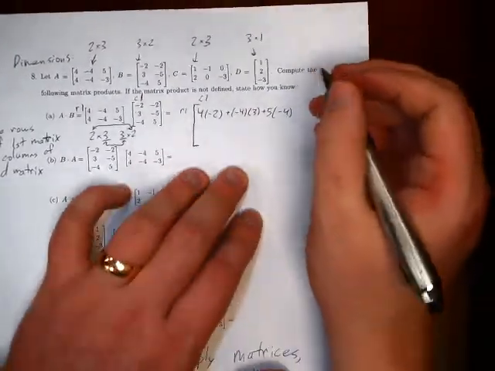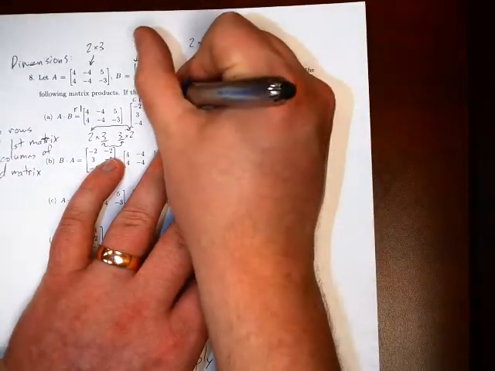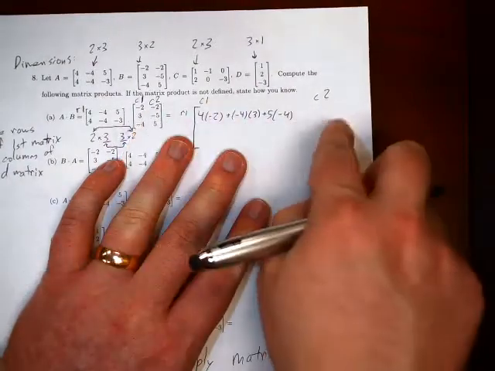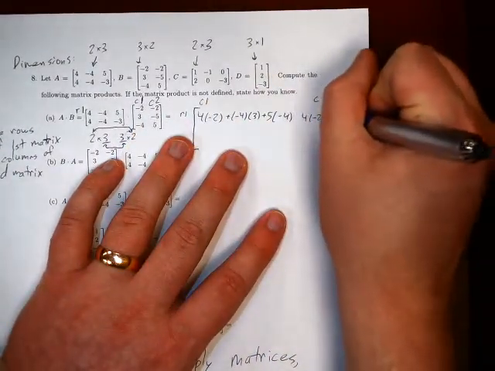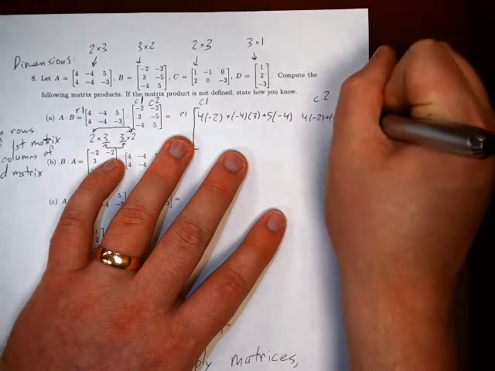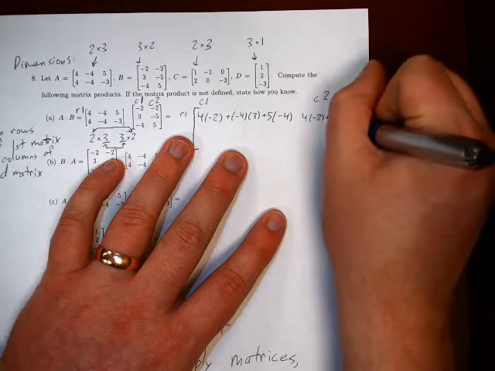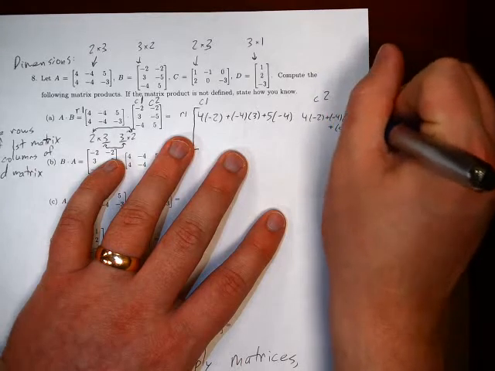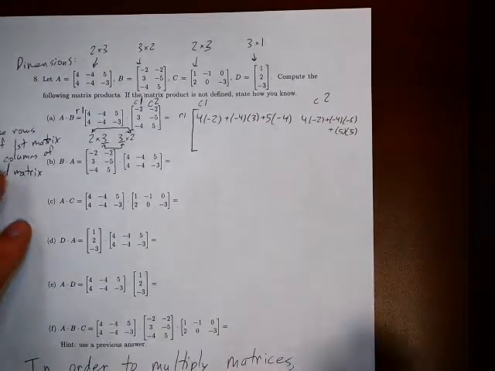The next entry will be found by taking the first row of A and combining it with the second column of B. So we'll take 4 times -2 plus -4 times -5 plus 5 times 5. Alright, so that's going to be our setup for our next entry.